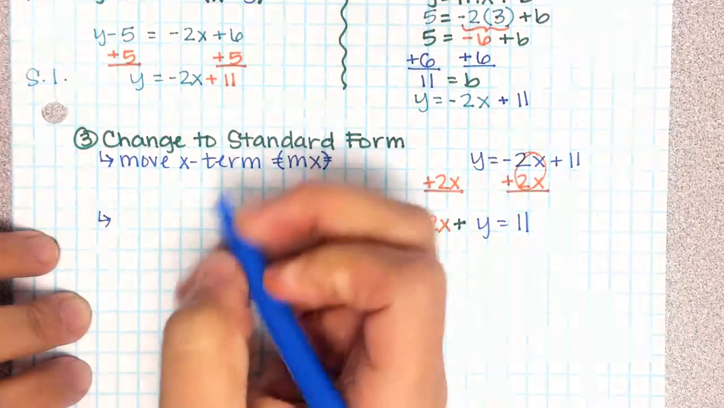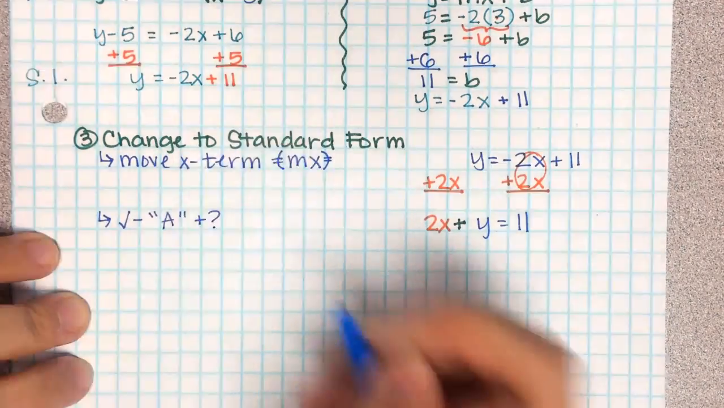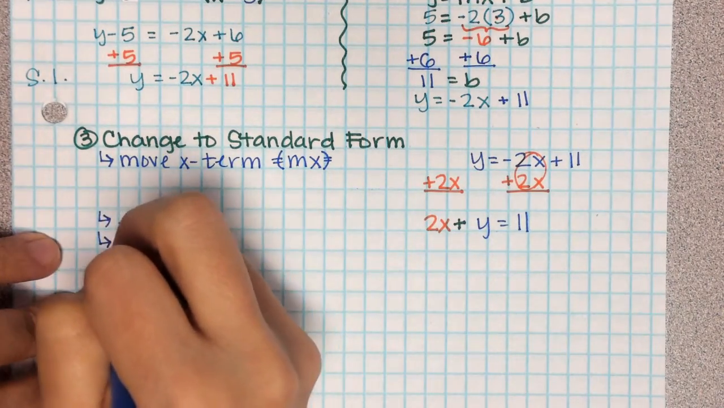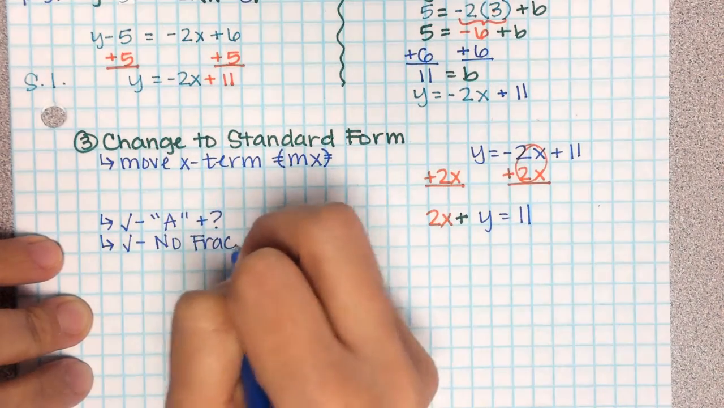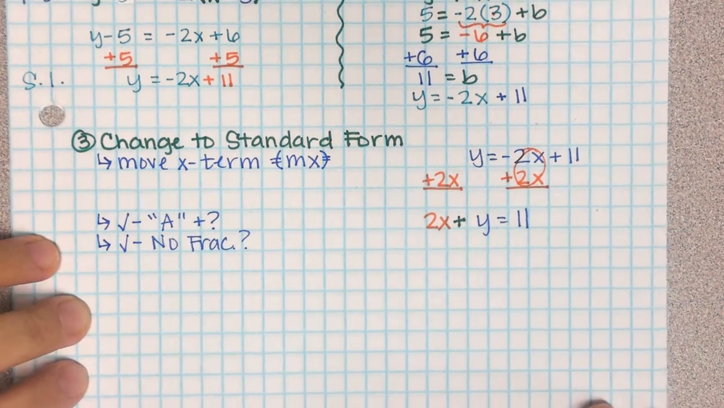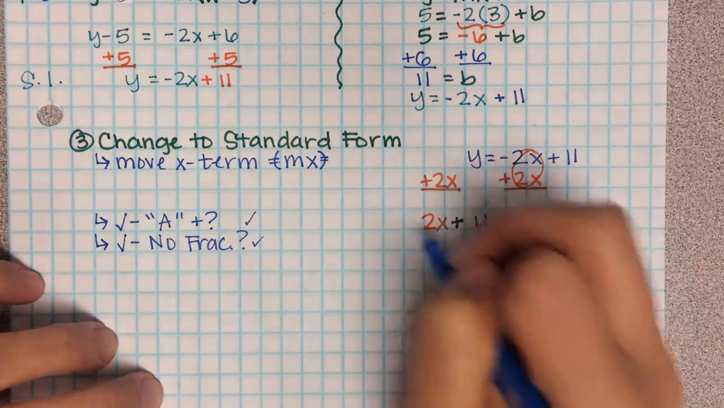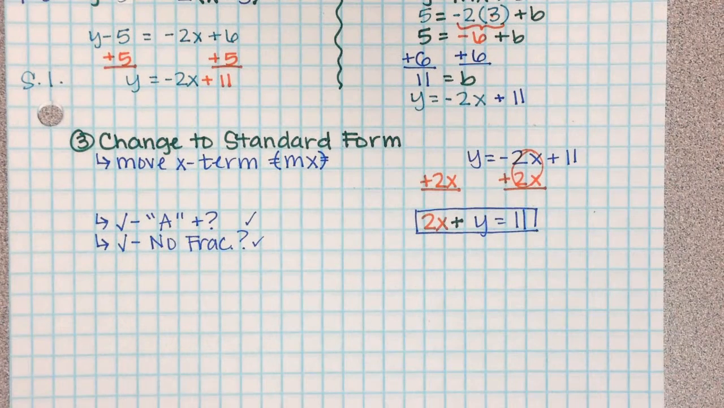Next, check. Is A positive? And it is. So I don't have to do anything extra. Next thing I check for, no fractions. And there aren't any. So again, I don't have to do anything extra. That's a check, that's a check. There's my answer. All right, so yes, this is a lengthy process. Nothing we haven't done before, just combining it and putting it all together.